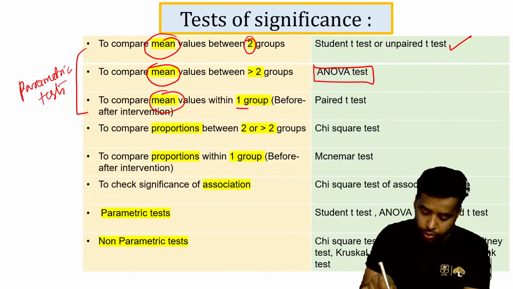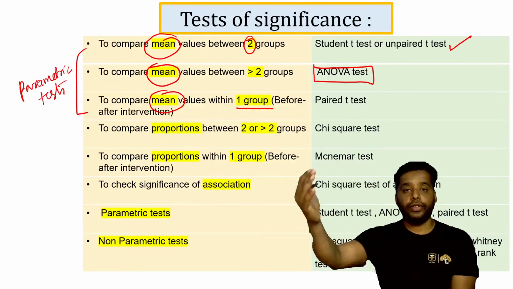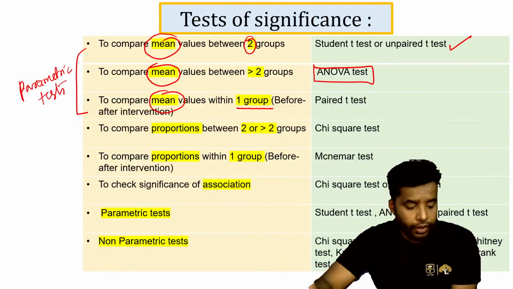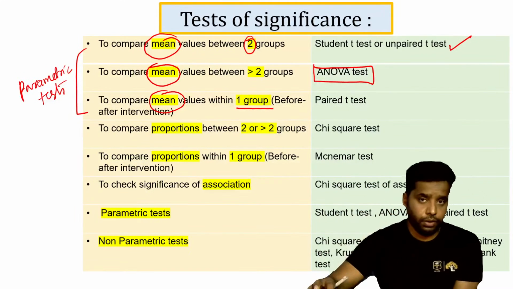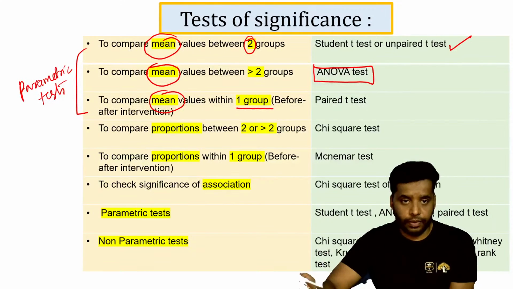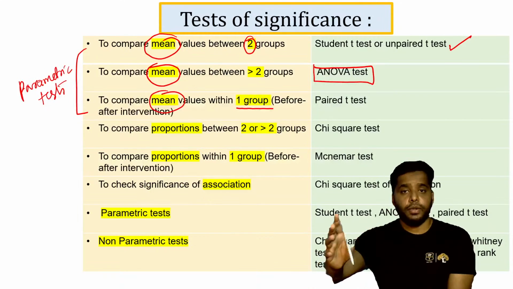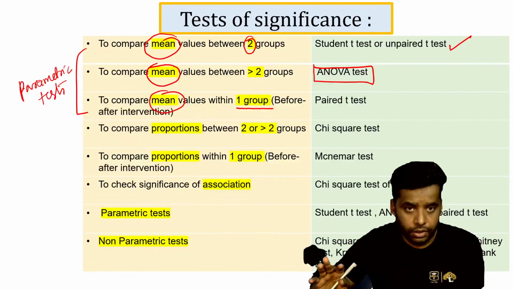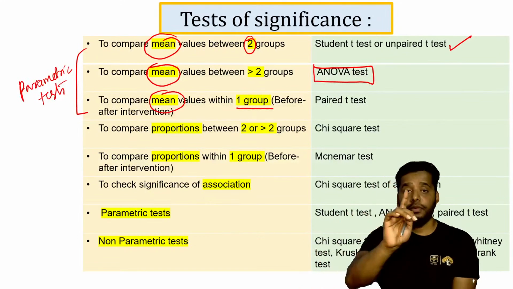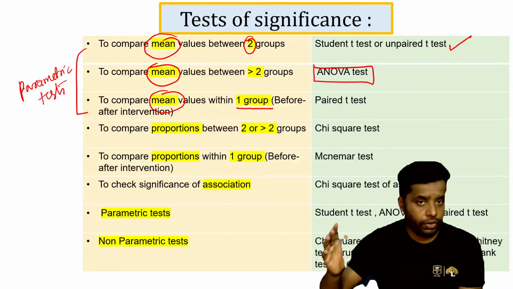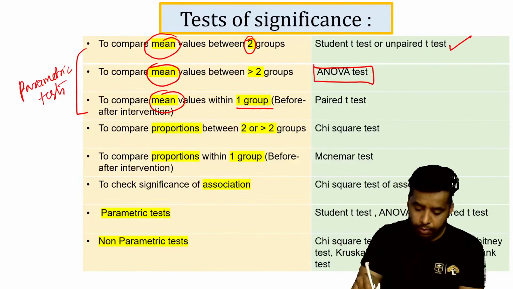One group before intervention, after intervention. If I am taking a group of diabetics now, mean blood sugar I am checking. After lifestyle modification for 6 months, what is the mean blood sugar in that group? Mean I am checking. One group before, after intervention. What test? Paired t-test.